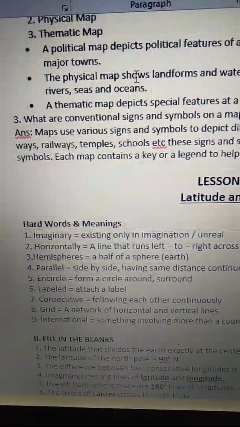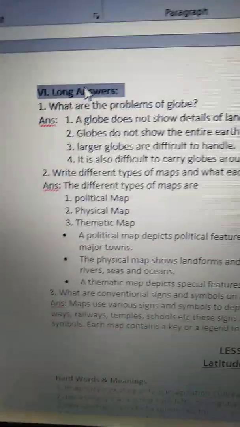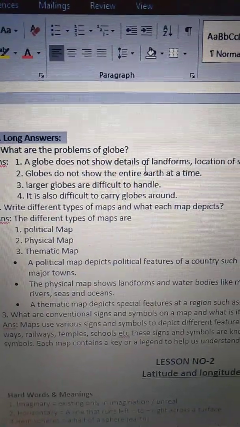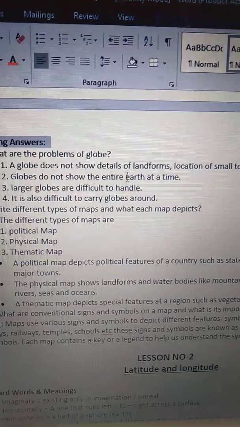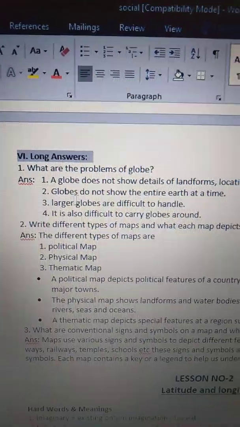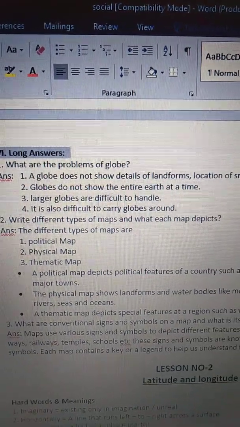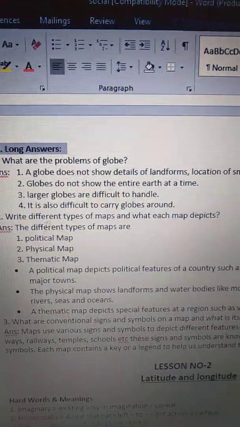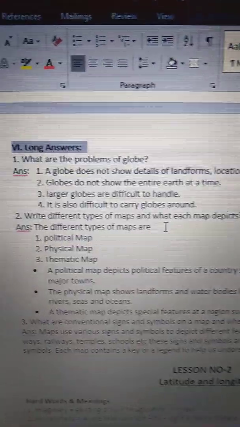Again, I will repeat these questions and answers, children. You also read along with me. What are the problems of globe? A globe does not show details of landforms, location of small towns and other such information. Globes do not show the entire earth at a time. Larger globes are difficult to handle. It is also difficult to carry globes around.